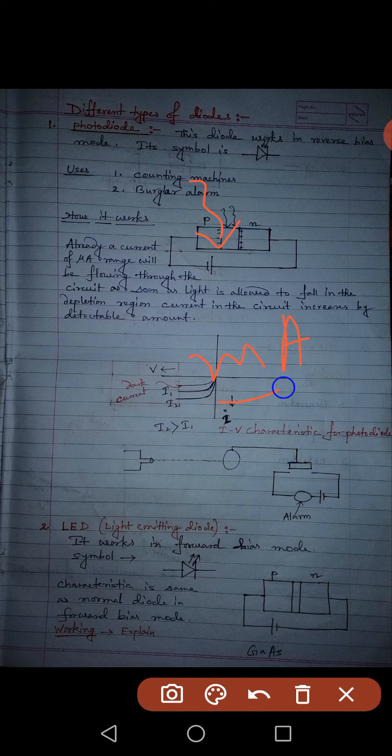So if a milliampere of current is already there in the circuit, even if it increases by 0.2 microampere, it will not be detectable. So that is the main reason why we keep this photodiode in reverse bias mode. That may be an important question also. Okay, so this one I have written.